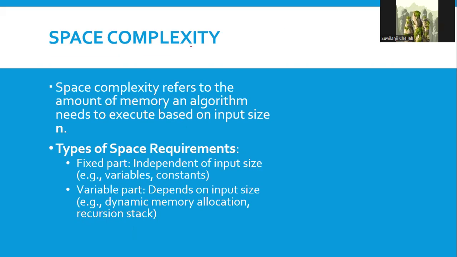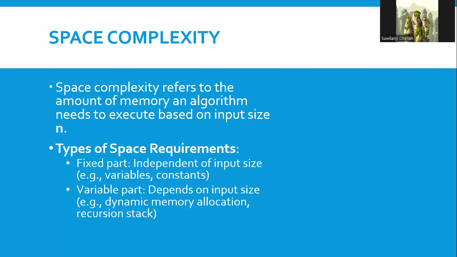Okay, so space complexity refers to the amount of memory an algorithm needs to execute based on its input size, which is n there. So types of space requirements are fixed parts, which are independent of the input size, that is variables, constants, or whatnot, that take up space.